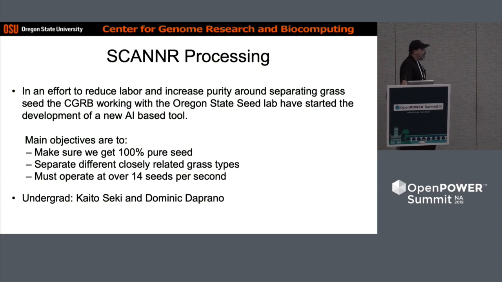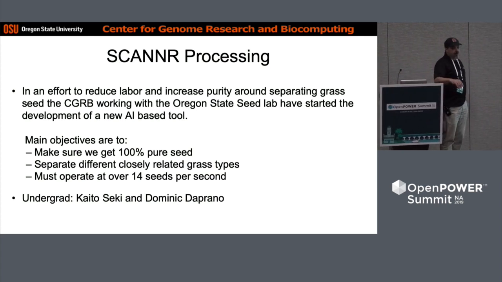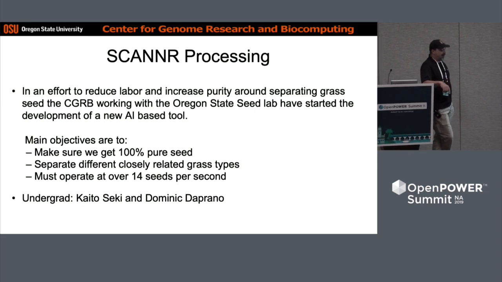The 4th algorithm we're going to talk about a little bit is a newer one where we've actually created a process where we can identify different grass seed species and separate them. And this one is utilizing TensorFlow, things like this. We have an engineer and a CS student helping us. Our goal is to get to about 14 seeds per second and make sure that we have 100% pure one type of seed in the bag.